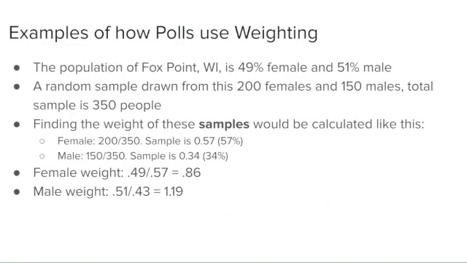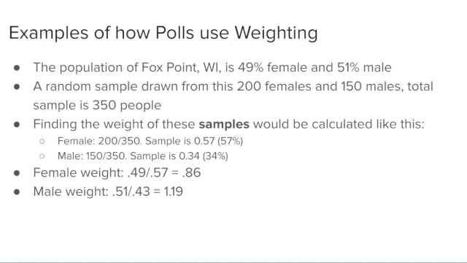This is a way weighting can be used in a real-life example. The population of a city, Fox Point, is 49% female and 51% male. A random sample drawn from this would be 200 females and 150 males, making it a total sample of 350 people. Finding the weight of these samples will be calculated like this.